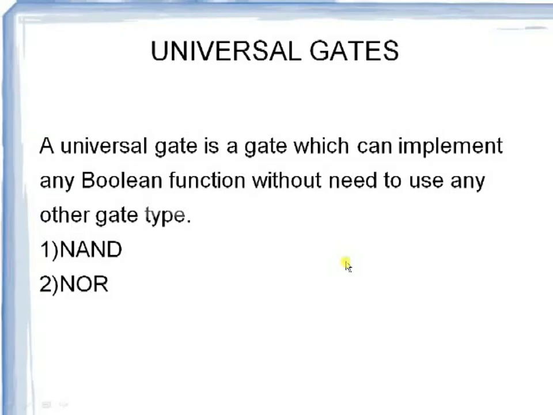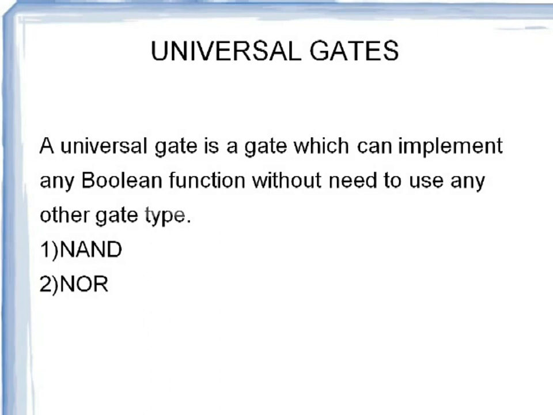So today in this session we'll discuss universal gates. Up to now we have seen all the basic gates like AND, OR, NOT, XOR, XNOR, NAND and NOR. But out of these gates, two gates are said to be universal gates because with the help of those two gates we can implement any kind of Boolean expression without the need of the other gates.